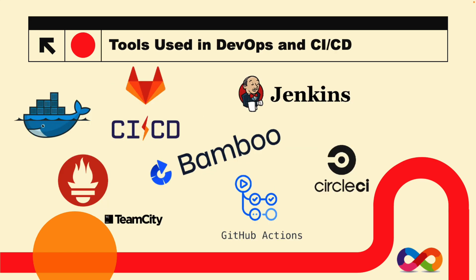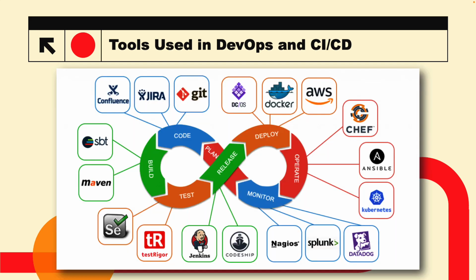Here are some of the famous tools used throughout the process. We can use Docker, TeamCity, Jenkins, GitHub Actions, Bamboo, CircleCI. Here is a closer look at each tool compared to each CI/CD stage. There are several tools, as we said, each serving a specific purpose. Some popular tools include Git for version control, Jenkins for continuous integration, Docker for containerization, and Kubernetes for orchestration.